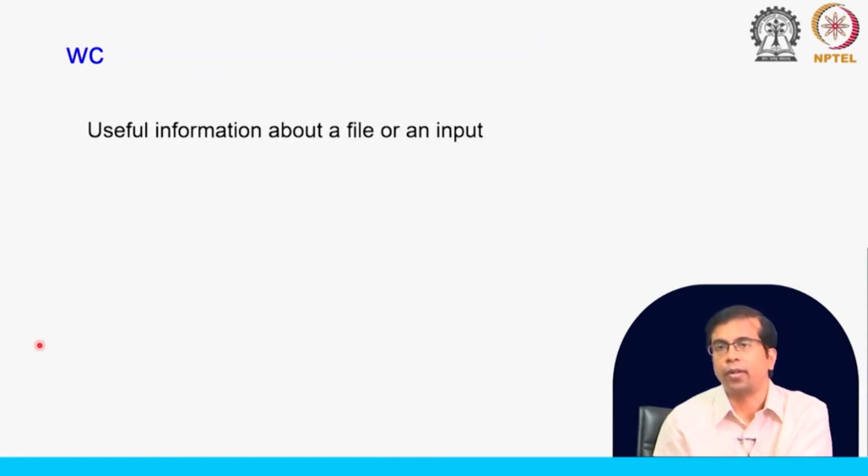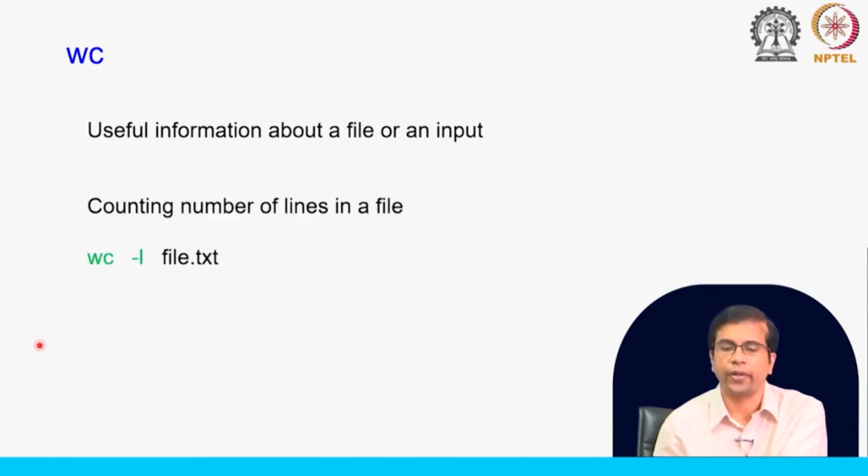So the one command that we use is called the wc command. This gives you a lot of useful information about a file or an input. We can use it for a variety of applications, but I will talk about only two applications in this case, that will be very useful for you. One thing you can do, without actually opening a file, is count how many lines are there in that file. This wc command will tell you how many lines are there in that file.